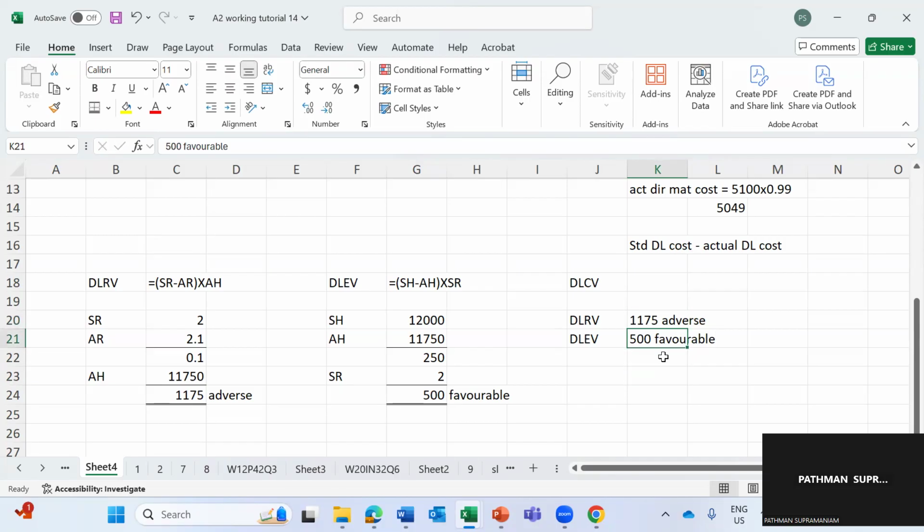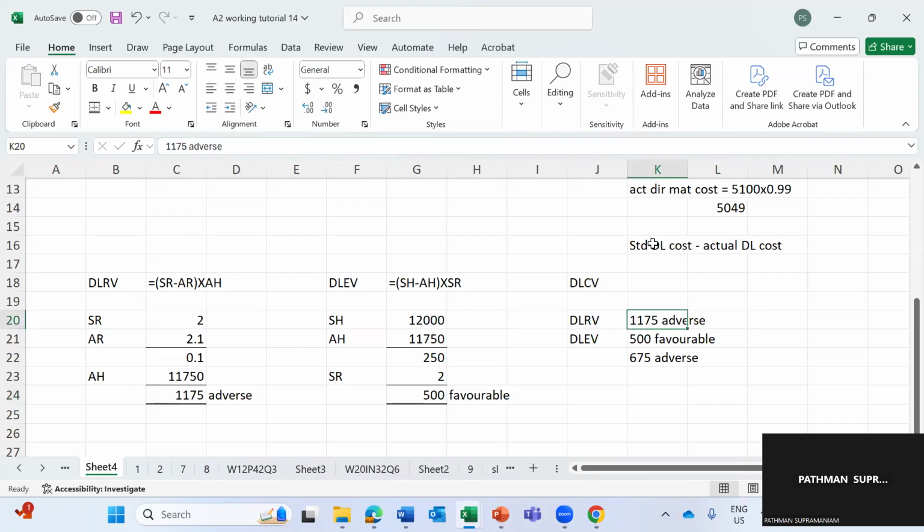So when you combine these two, you see one is adverse, one is favorable. So it's a different sign, right? One is adverse, one is favorable. So when it's different, you need to subtract. So 1,175 minus 500. The answer is 675 adverse, because adverse is more dominant than favorable.